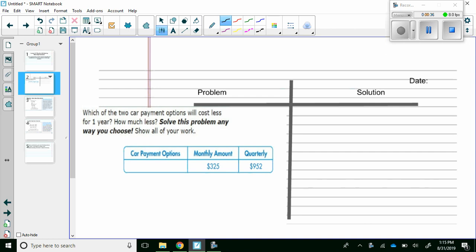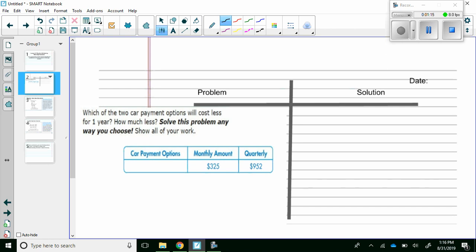Today's problem is, which of the two car payment options will cost less for 1 year? How much less? Solve this problem any way you choose. Show all of your work. Notice that all the information we need to solve this problem is in the graph on the picture. We have car payment options, which is left blank because that's what we need to solve for, and then it gives us the information we need to solve. The monthly payment would be $325, and the quarterly amount is $952.